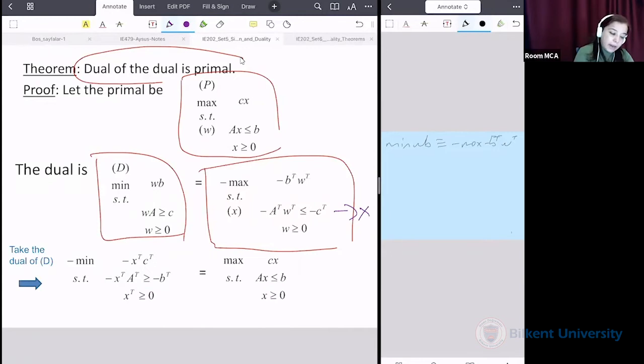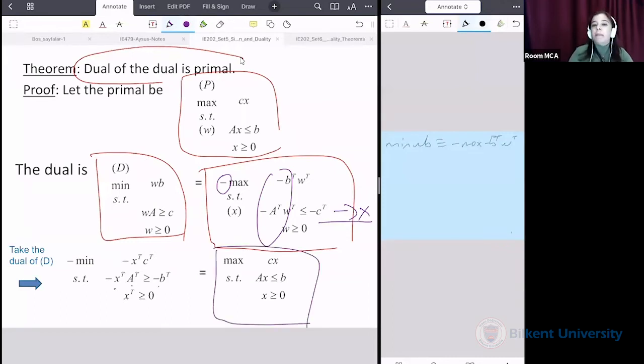And I will write a constraint for each variable. So canonical forms come in pairs for each other. So this will give me minimizing, but you have to carry this negative. It will be minimizing minus xtct, subject to a constraint for each variable, which is actually xtat greater than or equal to minus bt, which is, okay, change everything back to normal by multiplying by minus 1 again. So you got the original problem. I take two duals and I got back. So the dual of the dual is the primal.